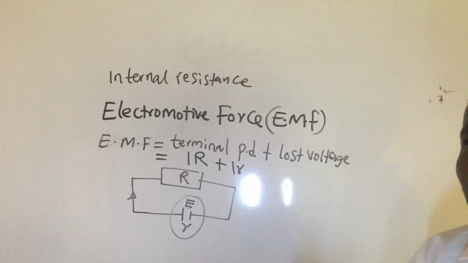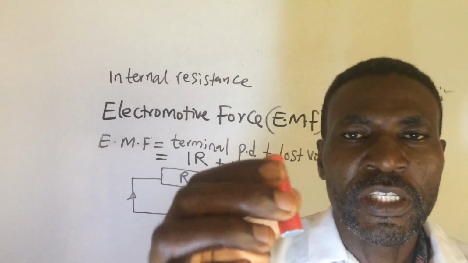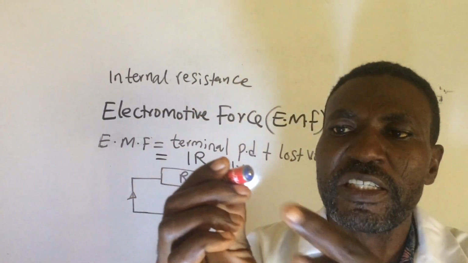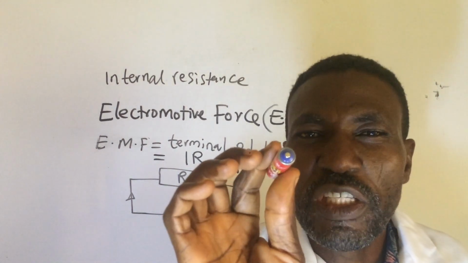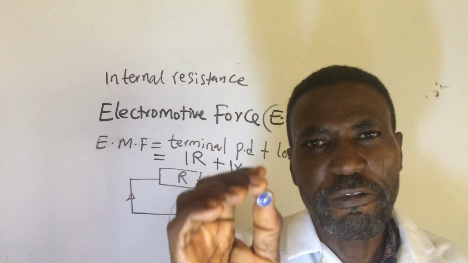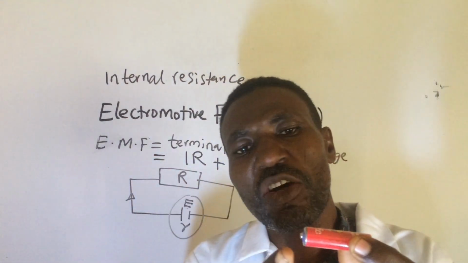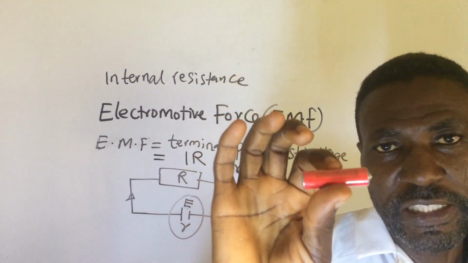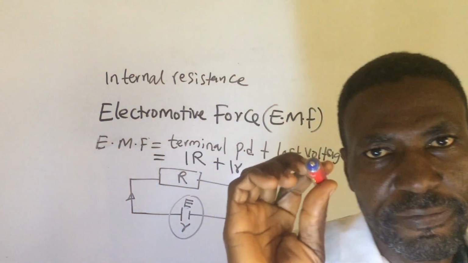The electromotive force of this battery is the potential difference across the terminals of this battery. The terminals of this battery are here: positive here and negative here. If you want to measure the electromotive force of this battery, which is measured in volts, you bring a voltmeter, put one wire at the negative terminal and another wire at the positive terminal, and read the electromotive force. It will read on the voltmeter, which for this one is 1.5.